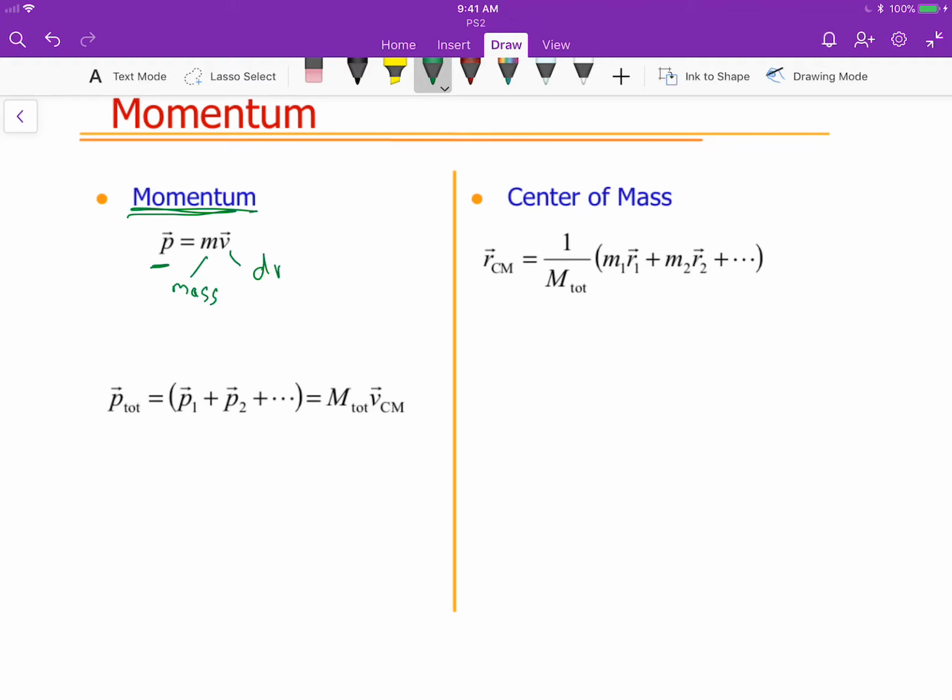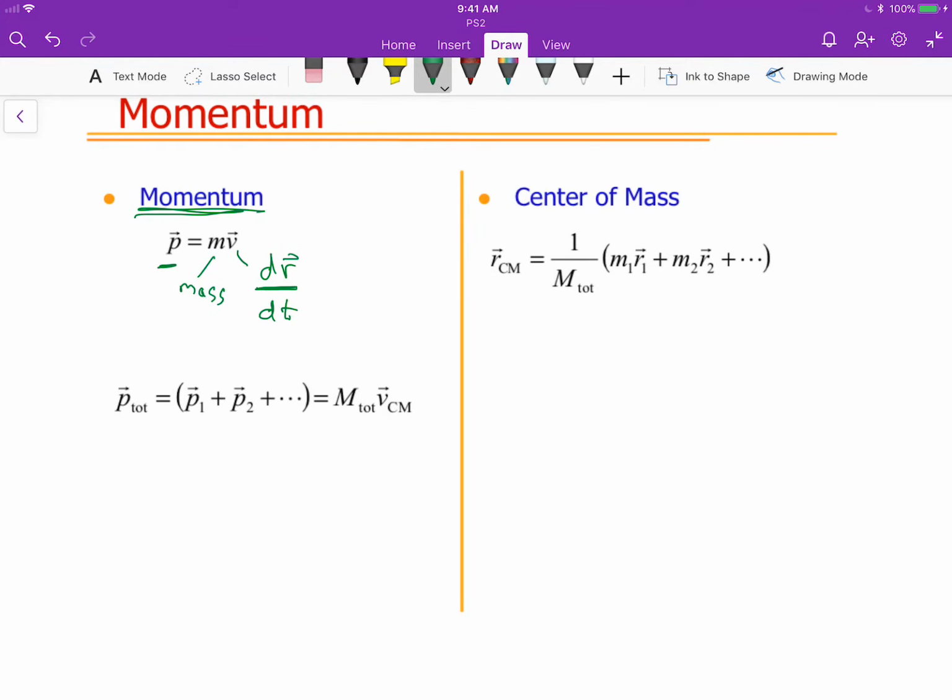And our velocity is just the position vector, so this r vector is a position vector, divided by the change in time, right? So this is just the derivative of that position vector with respect to time. And this was basically considering a point particle, and it has some mass, some velocity, so it has some momentum.